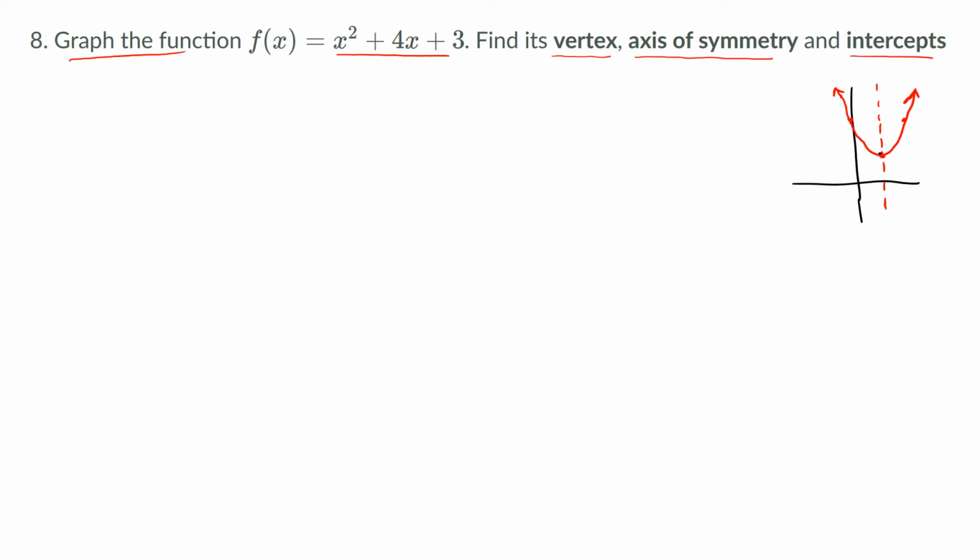But if you get a problem like that, how can we find the vertex, axis of symmetry, and intercept? As we discussed in the previous problem, one method is to use completing the square.